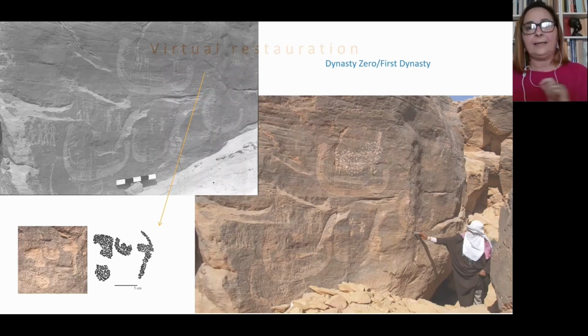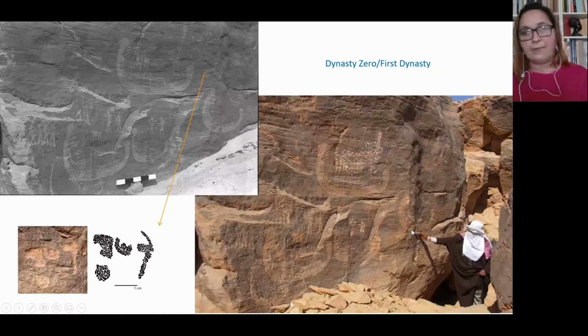The main scene at the site is this one. As you can see, nowadays completely destroyed, but thank God we have old pictures from the 60s made by Labib Habachi, who was a famous Egyptologist of that time. So we can see how the panel was, and you can see again the king wearing the white crown at the center of the scene with a parade of royal boats. So we are again in a context of royal official ideological representation.